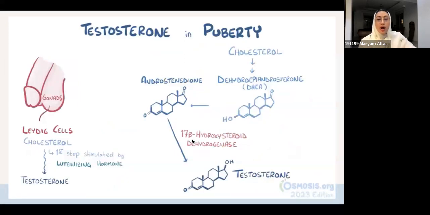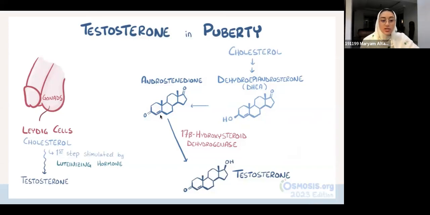So this is again what happens with testosterone in puberty. You have your Leydig cells stimulated by your luteinizing hormone over here that leads to the production of testosterone. This happens because of an enzyme called 17-beta hydroxysteroid dehydrogenase. So this is again very similar to what happens in females, where you start with your cholesterol, you get to your androstenedione, but instead of using your aromatase enzyme to turn this into estradiol, you're instead using this enzyme to turn it into testosterone. But the initial steps are generally the same. This is just the only difference.